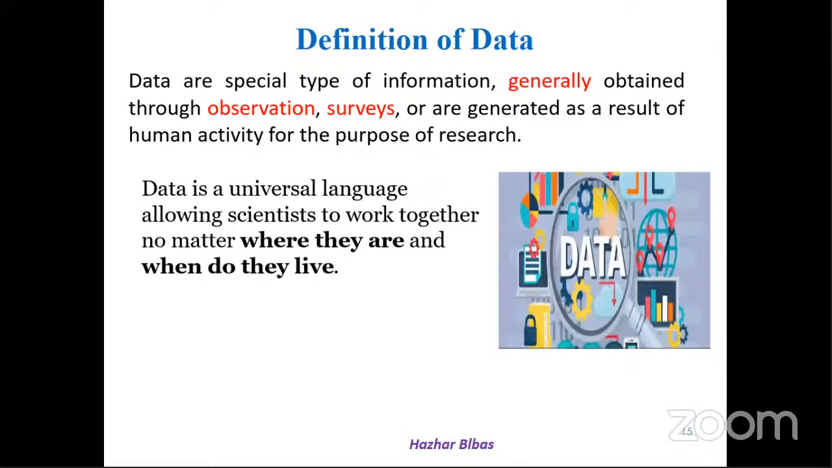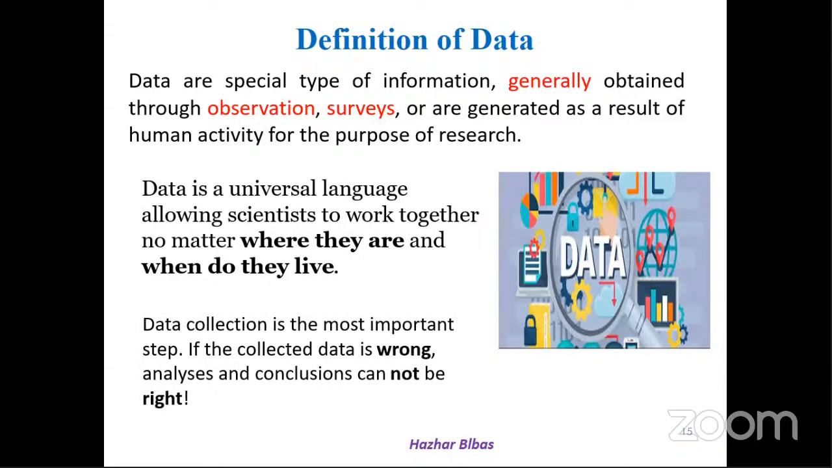Definition of the data. This is one of the important things here. It said data is a universal language, a global language, allowing scientists to work together. It doesn't matter where they are, where they work, where they live. The important thing is we're going to work together on one problem, get some decision from that problem, and distribute it to others. That's why data is really important, and they said this is the global or universal language.